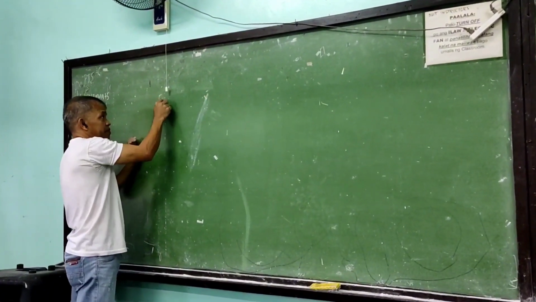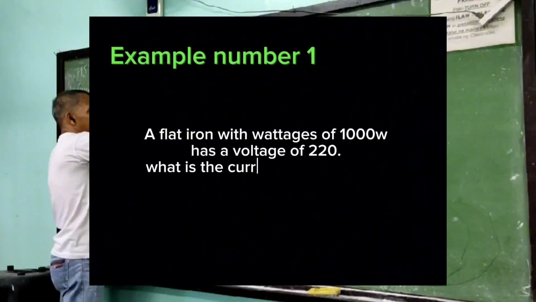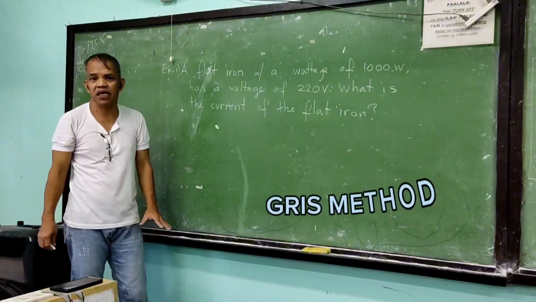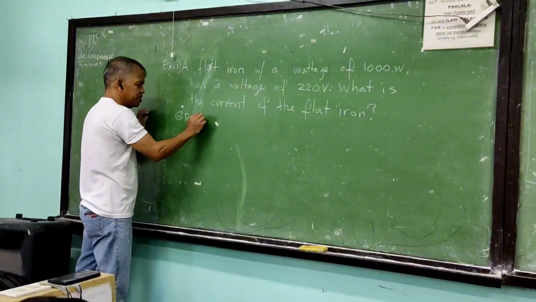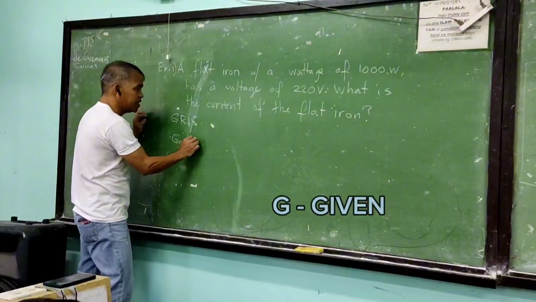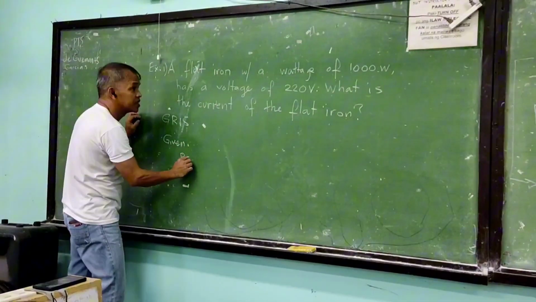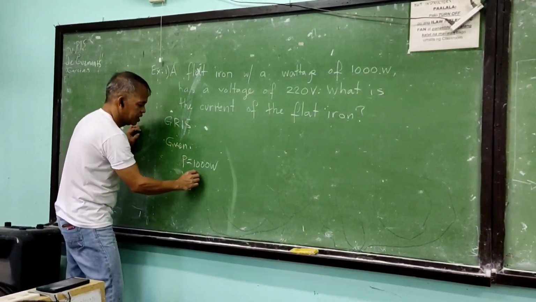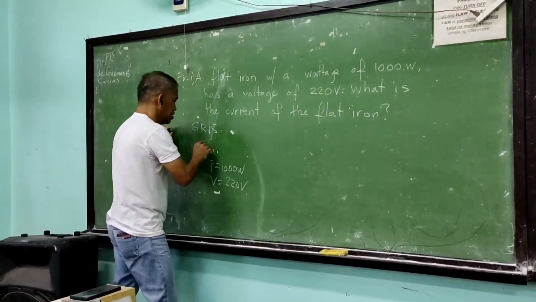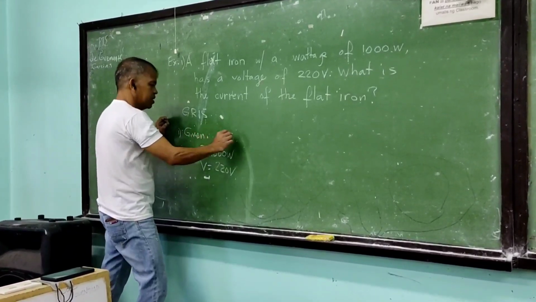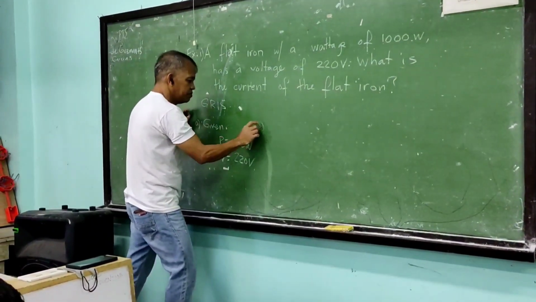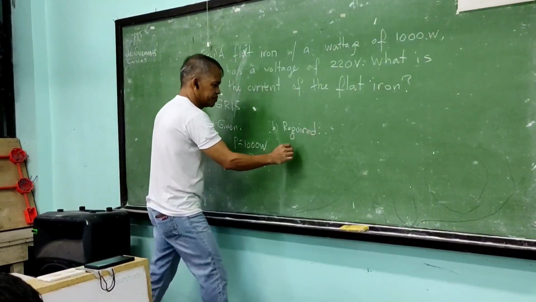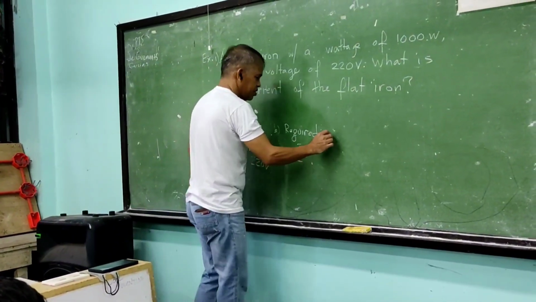Example number 1. So we will use the so-called GRESA method. The GRESA method starts with the given. What is the given? The power is 1,000 watts. Another, the voltage is 220 volts. This is the GRESA method. Number 2, the required. What is the required? The current, I.